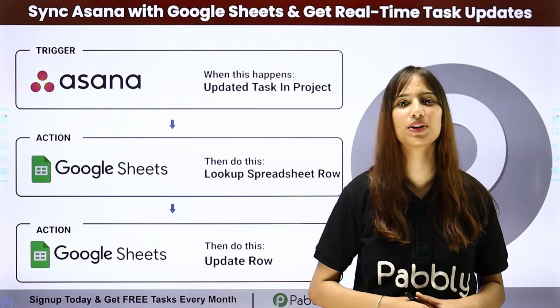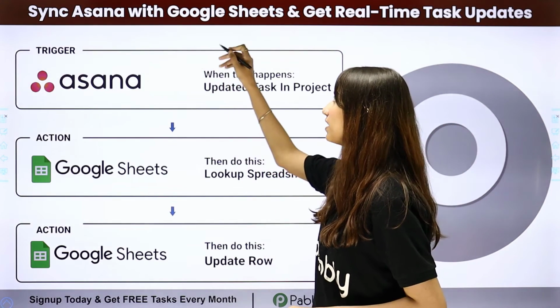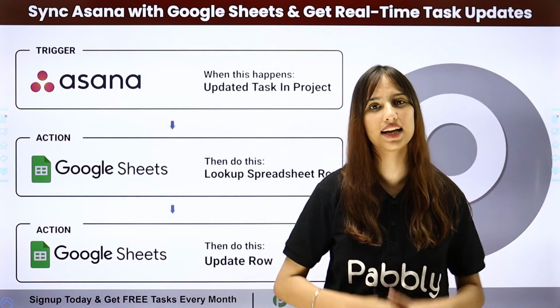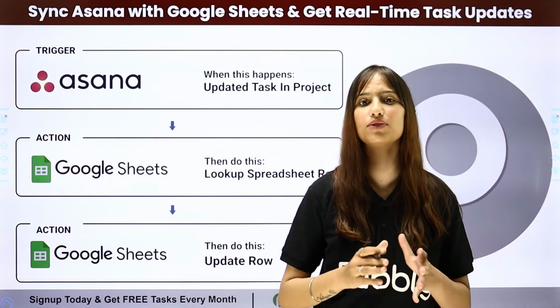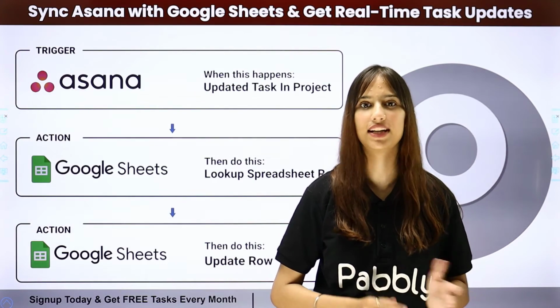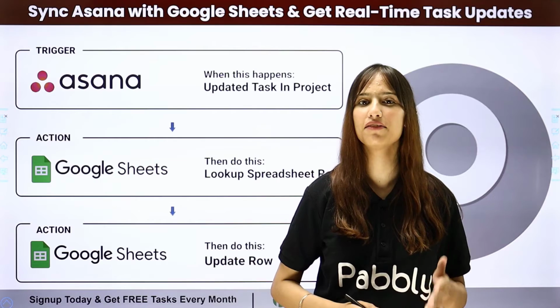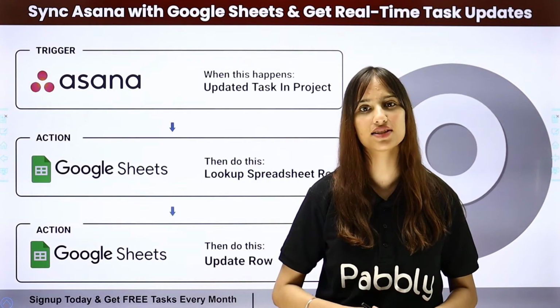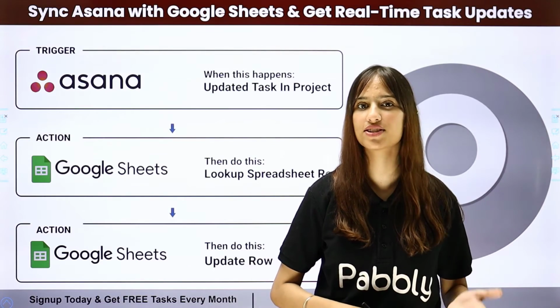So in today's video, we are going to understand how to sync Asana with Google Sheets and get real-time task updates. In Asana, I have created some tasks which I've also added in my Google Sheet as well. My objective is that whenever I update a task in Asana, that task should automatically be updated in my Google Sheets as well.